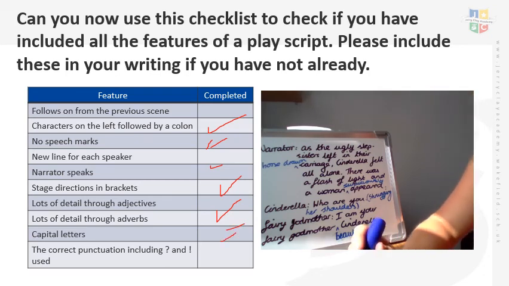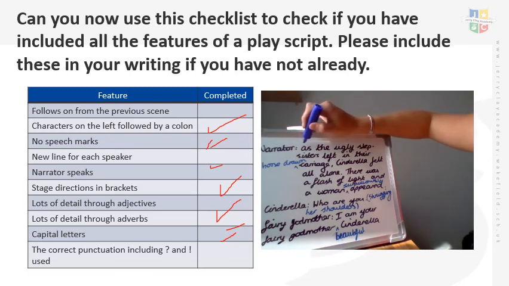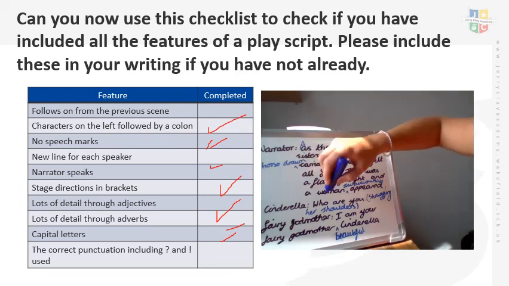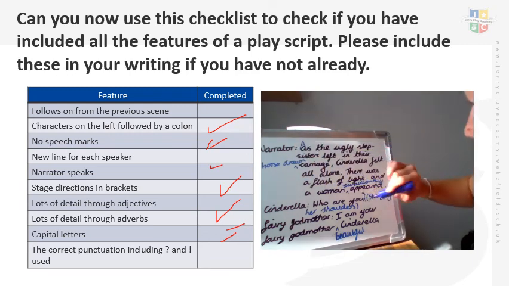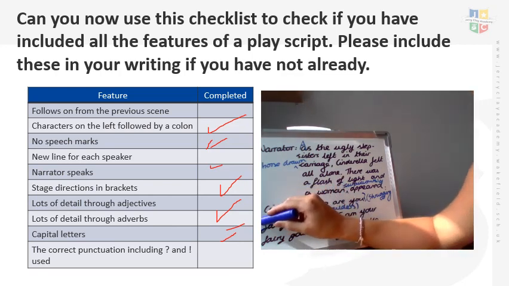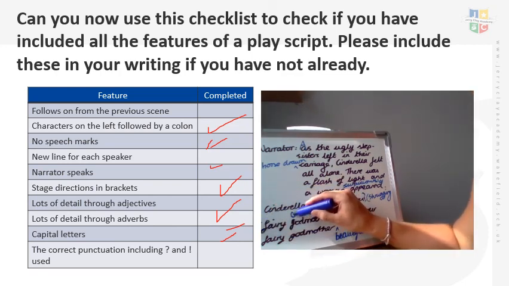Have I used the correct punctuation? Oh, that needs to be a capital A, so I'll check that. Has Cinderella's got a capital? And then, yep, fantastic. Who are you? Oh, I need to turn that into a question mark, so I'll change that. Fairy godmother, I need a capital letter for fairy godmother.